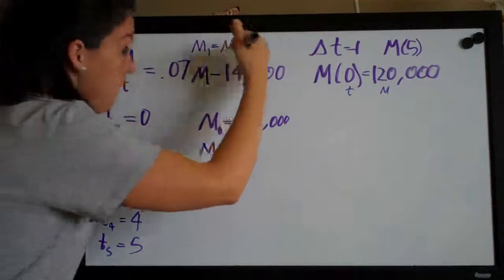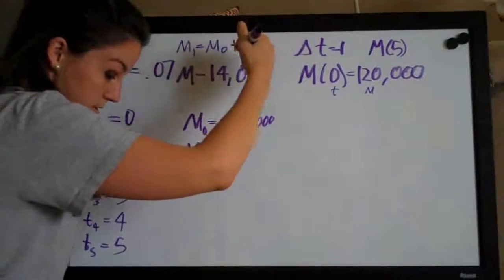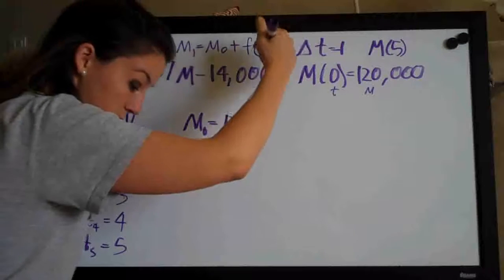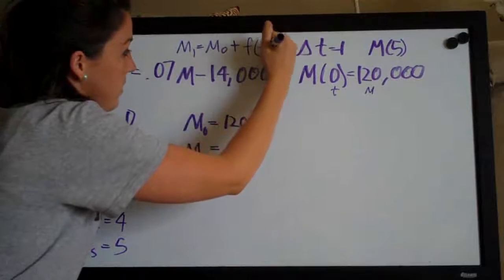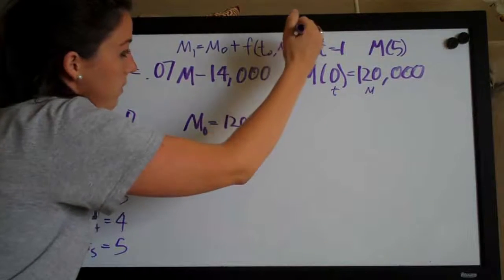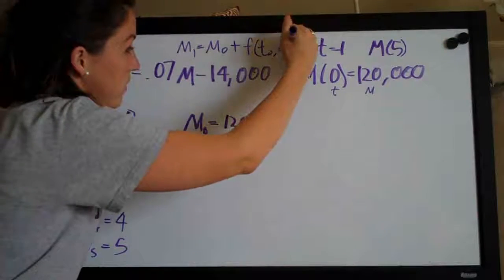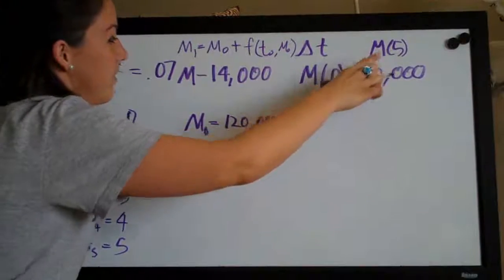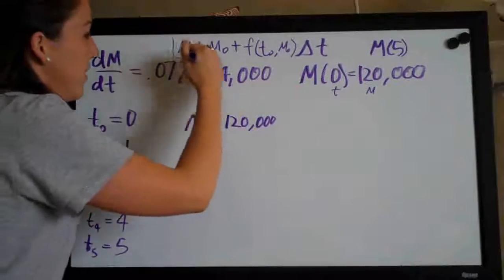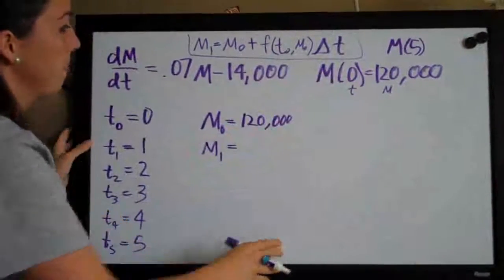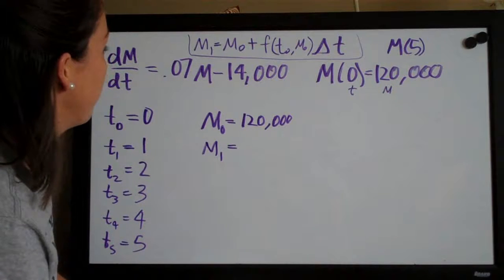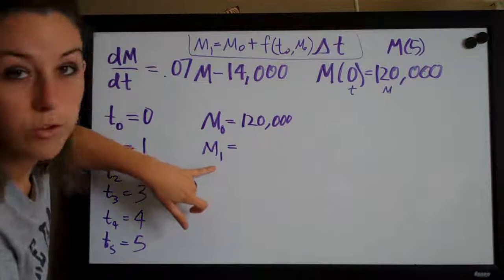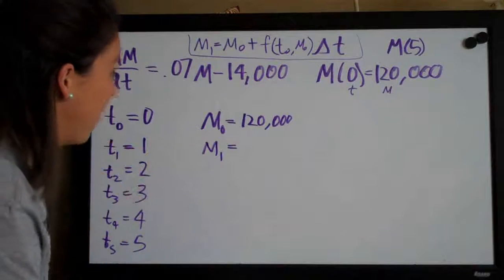So we have m1 equals m0 plus f of t0, m0, times delta t. This is our whole formula here. So we have that formula, and I always use m1 because that's the first one that you need to remember. Everything else is the same after that.